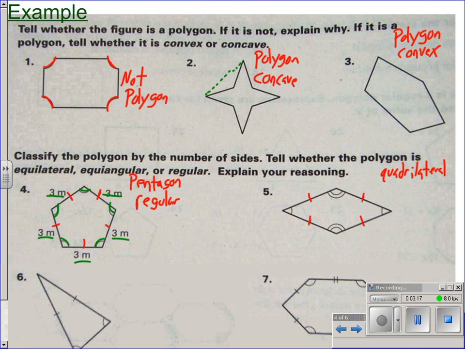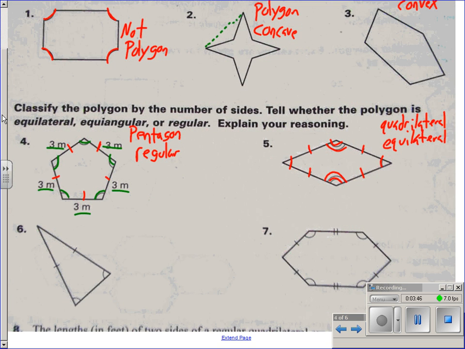Is this thing equilateral? All 4 sides are the same. So yes, it is equilateral. Is it equiangular? Those 2 angles are equal. These 2, with the 2 arcs, these 2 are equal, but they're different from the other ones. So it's not equiangular. That means it's not going to be regular either. So we got an equilateral quadrilateral. It's a lot of laterals.